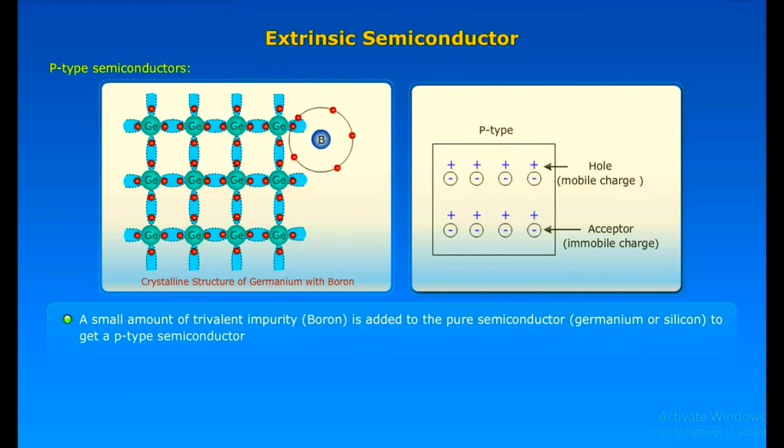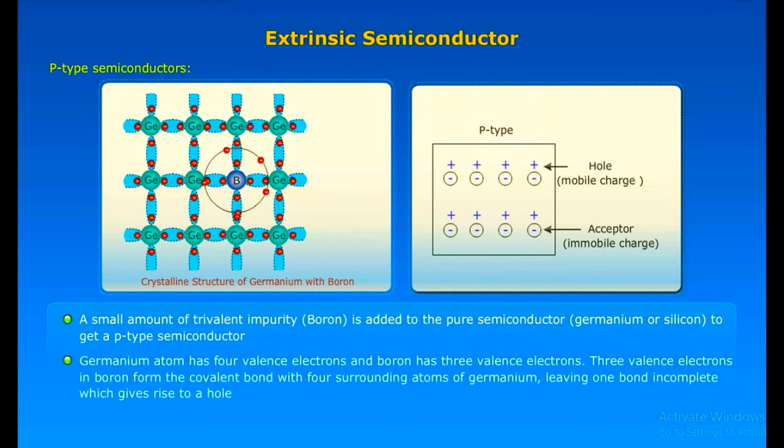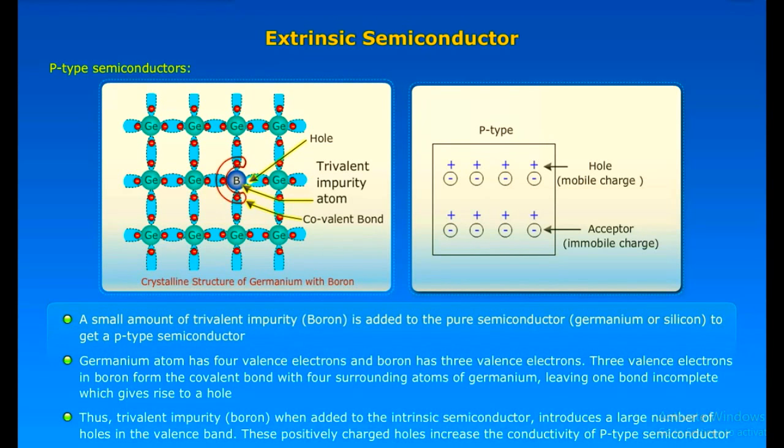Extrinsic semiconductor. P-type semiconductor. A small amount of trivalent impurity, boron, is added to the pure semiconductor, germanium or silicon, to get a P-type semiconductor. A germanium atom has 4 valence electrons and boron has 3 valence electrons. 3 valence electrons in boron form covalent bonds with 4 surrounding atoms of germanium, leaving 1 bond incomplete, which gives rise to a hole. Thus, a trivalent impurity, boron, when added to the intrinsic semiconductor, introduces a large number of holes in the valence band. These positively charged holes increase the conductivity of the P-type semiconductor.